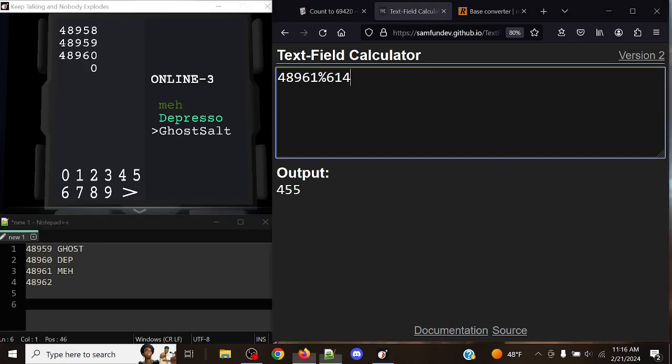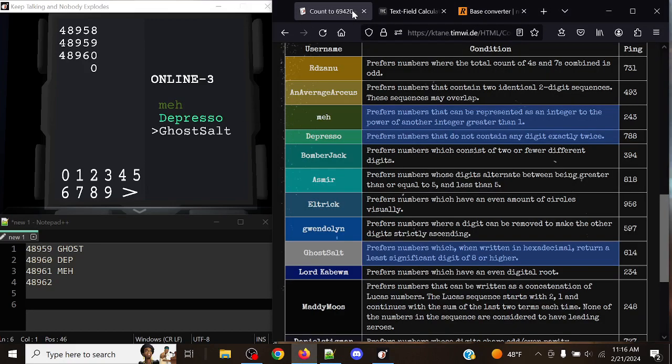Now moving on. So here's probably the part where we'll be counting a little bit. We know that meh is very low, and it will always be beating Ghost Salt in terms of modulo for a very long time. So therefore, we know that meh is going to be the preferred choice between Ghost Salt and meh.